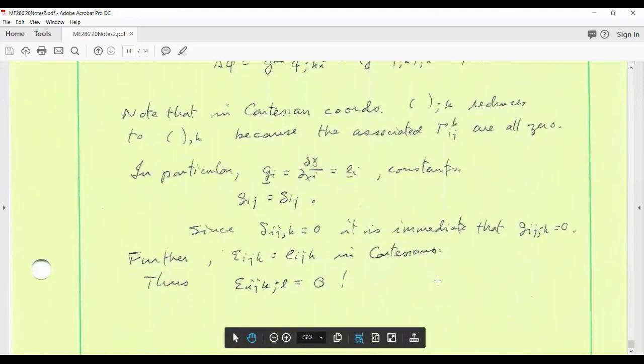Another interesting result, and then I'll stop. Remember our third order permutation symbol. We can prove that this is a third order tensor, that this covariant derivative is in fact a fourth order tensor. If we transform that fourth order tensor to Cartesian coordinates, we will get e sub ijk comma l, which is 0, because e sub ijk is 1, 0, or minus 1, they're constants.